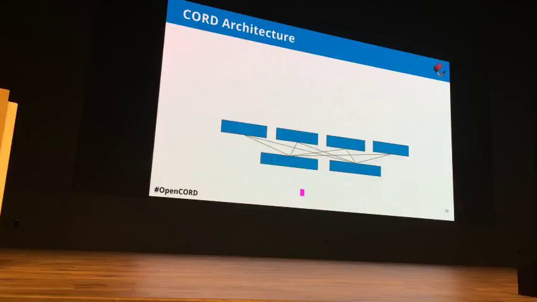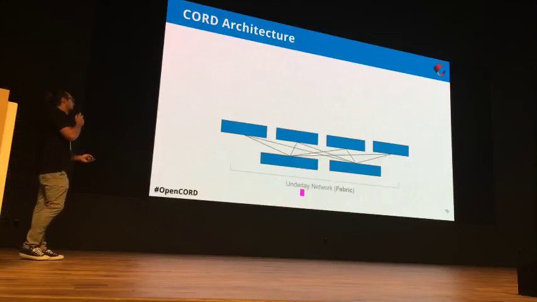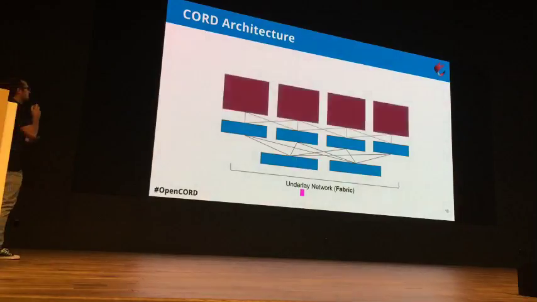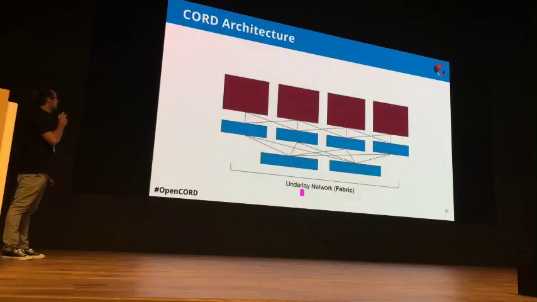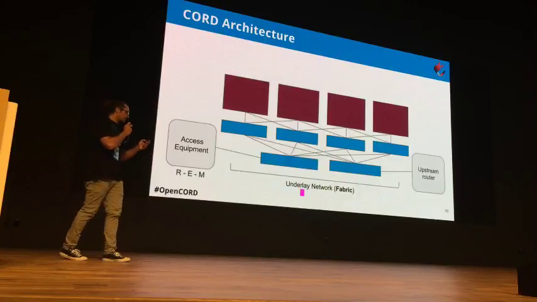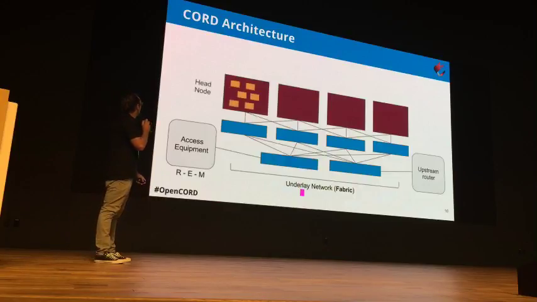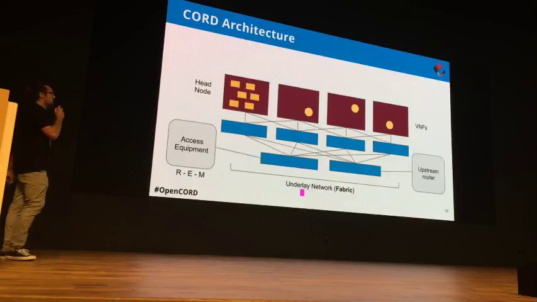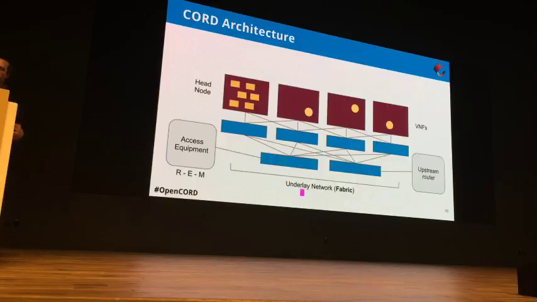The CORD architecture is based on top of a traditional data center leaf-spine fabric that is managed by a full SDN underlay network. On top of that, we have commodity servers, and we plug it in on both sides: the access equipment and an upstream router to pipe our traffic. On the commodity servers, they look all the same, they just have different things deployed on them. So we have one head node that is basically controlling all of our pod, and we use the other nodes to deploy VNFs.